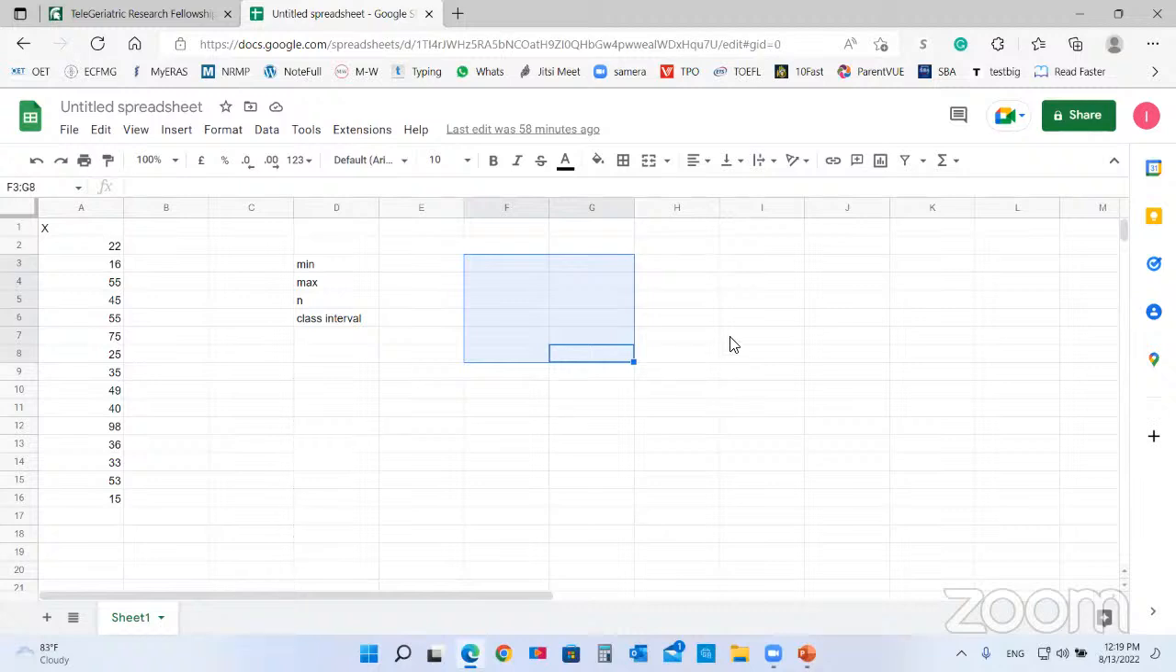So this is our Google Sheets here. And I just created random data. And this is the X value.